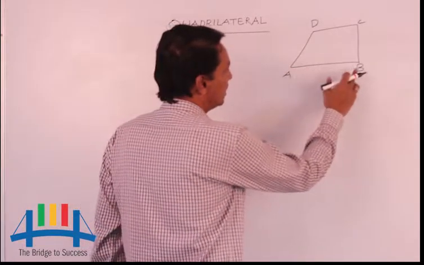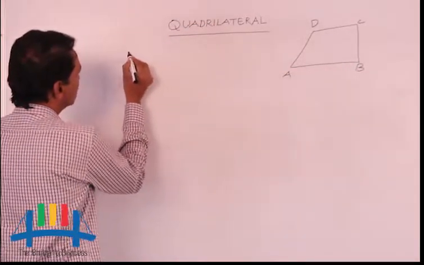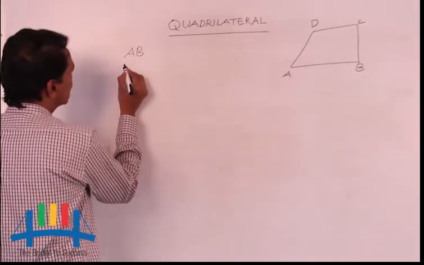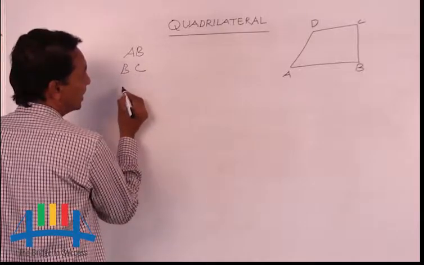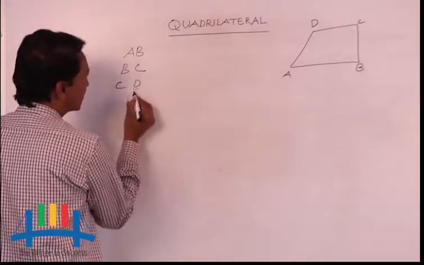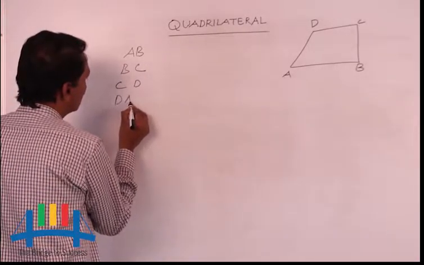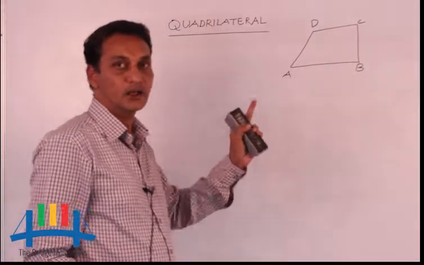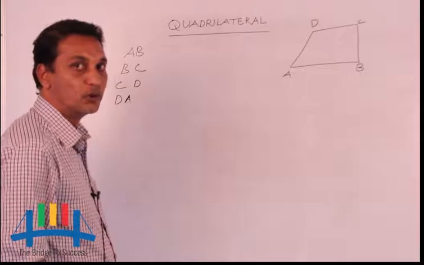You can say here AB is one line segment. What is the first line segment? AB is one line segment. Next, BC is one more line segment, CD is one more line segment, and DA is one more line segment. That is why we are calling it a quadrilateral bounded by 4 line segments.